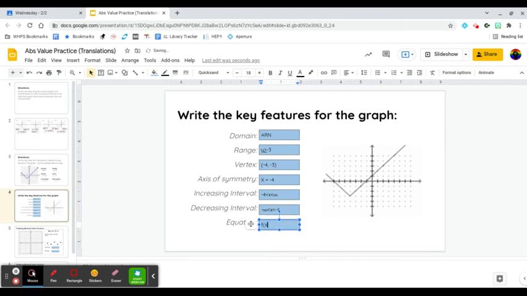So our equation is going to be f of x equals absolute value of x plus 4 to show we went left, -3 to show we went down. If you look at the vertex, it had gone left 4, that's where the +4 comes from, and down 3, that's where the -3 comes from.